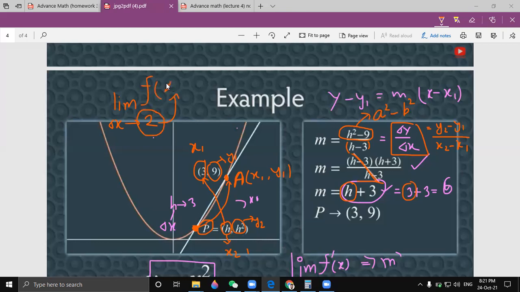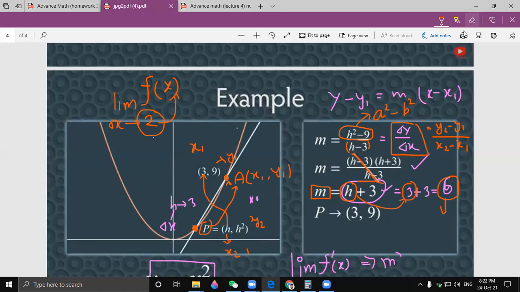So as this P is approaching A, that means this h is also approaching this 3. That's why we put h equal to 3. So we have 3 plus 3 is equal to 6. So this 6 is our slope. You can see here, this 6 is our slope.